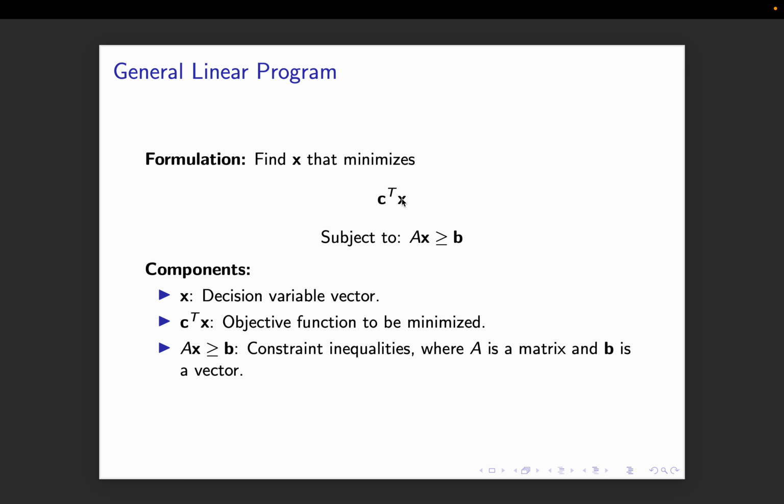But in a general scenario, C could contain weights, let's say. So x is the decision variable vector. C transpose x is the objective function that needs to be minimized. And Ax greater than b is just constraint inequalities, where A is a matrix and b is a vector.